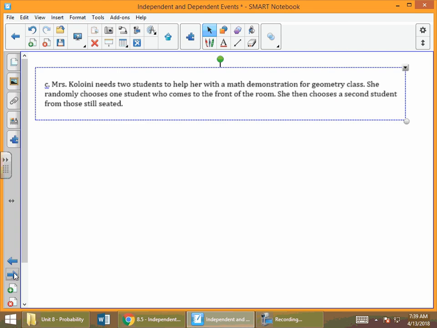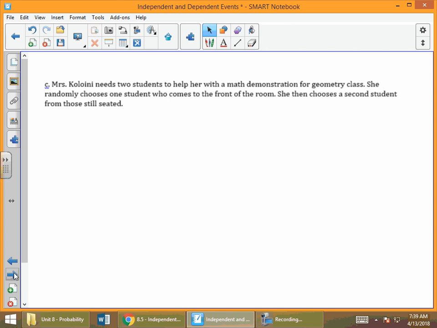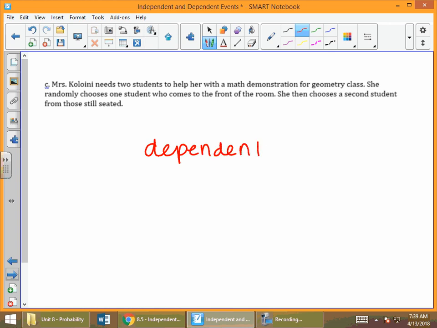This last one says Mrs. Collini needs 2 students to help her with a math demonstration for geometry class. She randomly chooses one student who comes to the front of the room. Then she chooses a second student from those still seated. Think about it for a sec. And I would say that this would be dependent. Because she called a student up to the room, okay, which means she did not replace the first student.